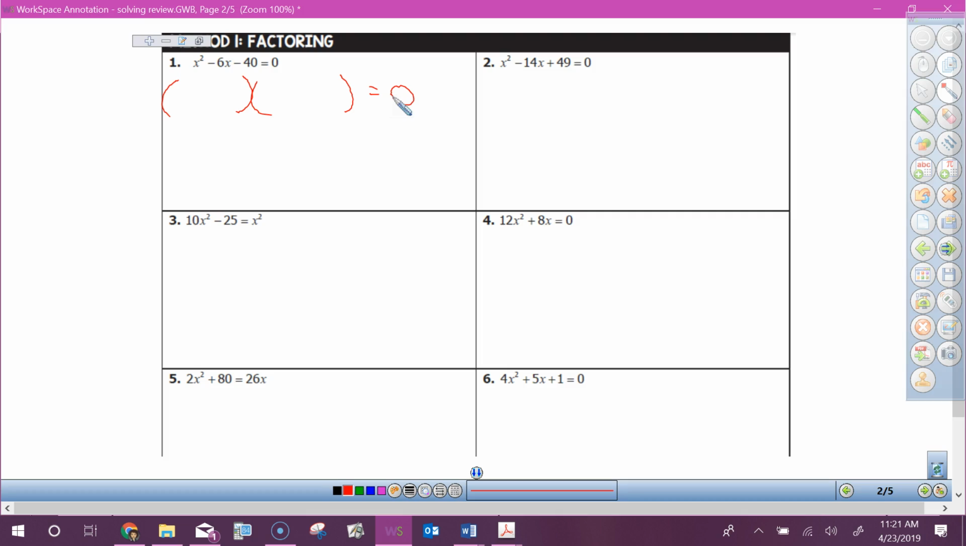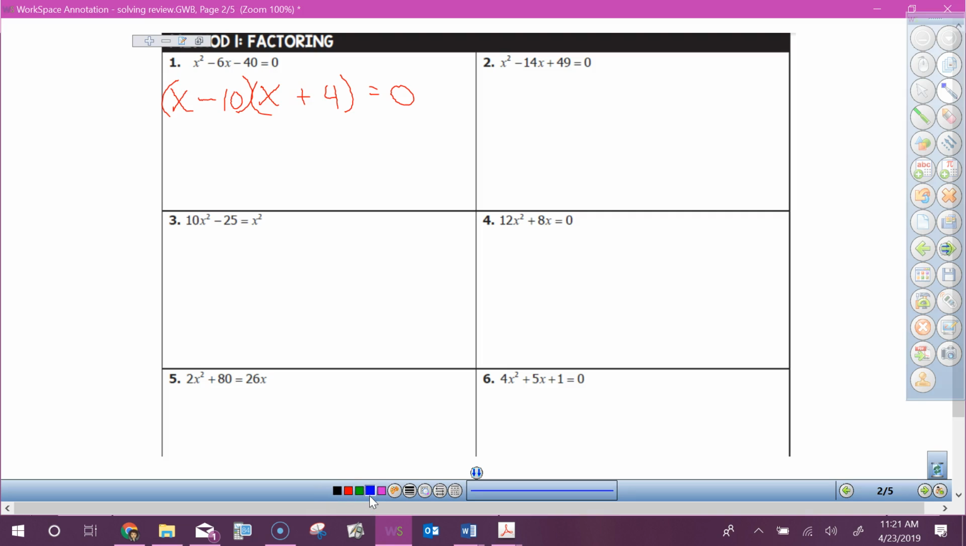How do we get to x squared? x and x. How do we get to 40? 10 and 40? Well, not 10 and 40, that's going to be 400. All right, 10 and 4, I'll give you that, because that'll give me the 6. Who has to be positive? Who has to be negative to get to a negative 6? Negative 10 and positive 4.